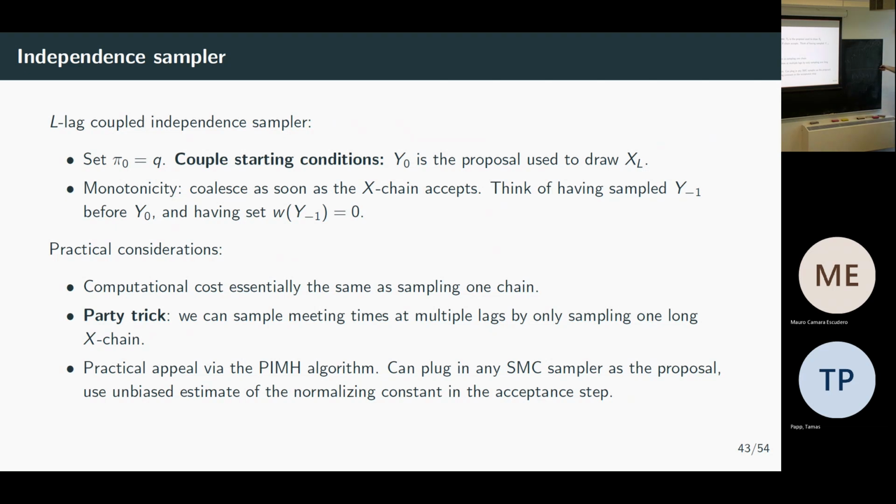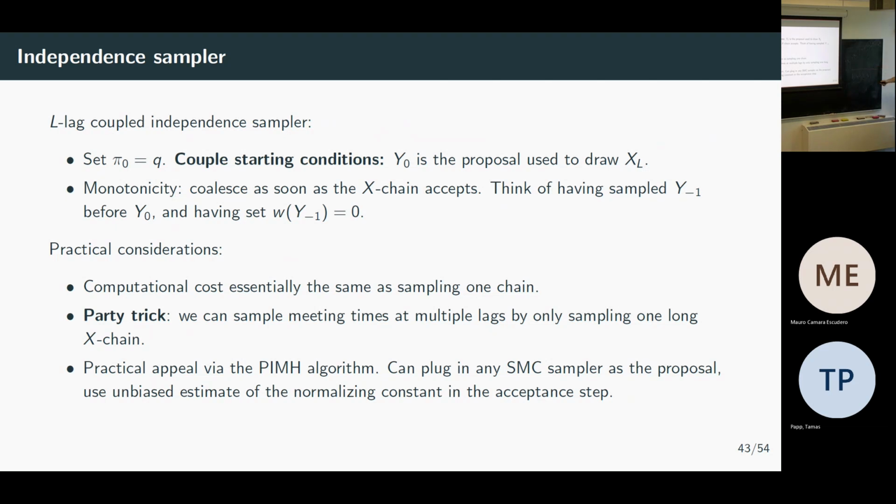And we can also couple the starting conditions, so that will allow meetings at time zero as well. We can just use the drawn Y_0 as the proposal that we use to draw X_L. And this comes with the added benefit that if you exploit the monotonicity property, then these two chains coalesce immediately as the X chain accepts after its first L-1 iterations. So for instance, if X_L accepts, then bang, we're coupled at time zero.